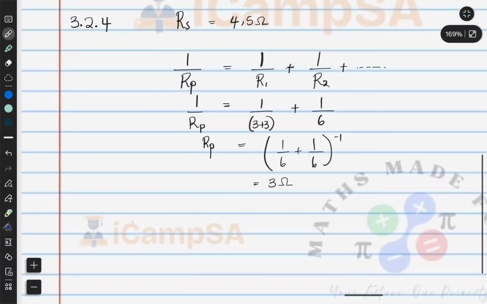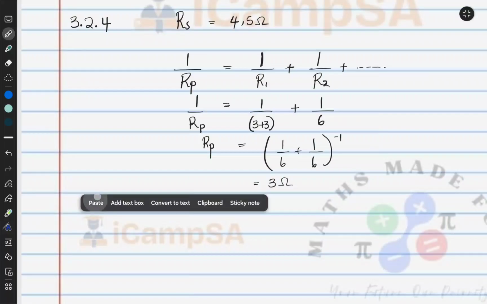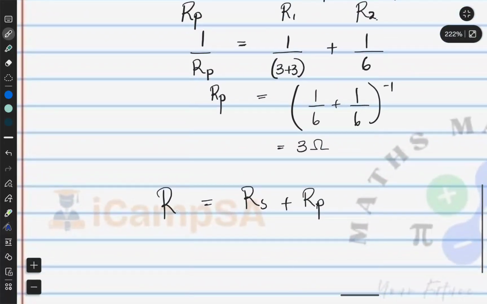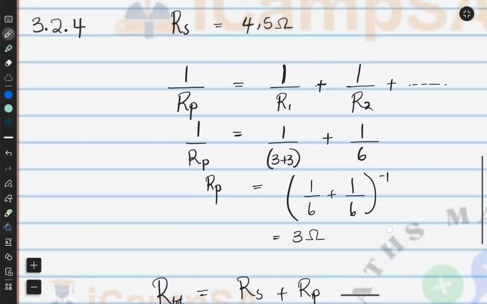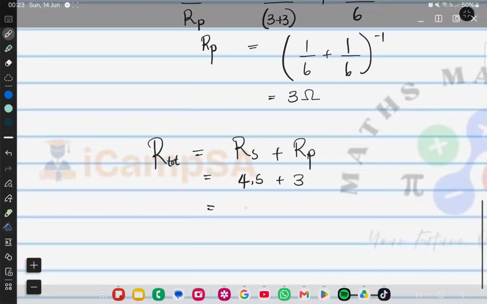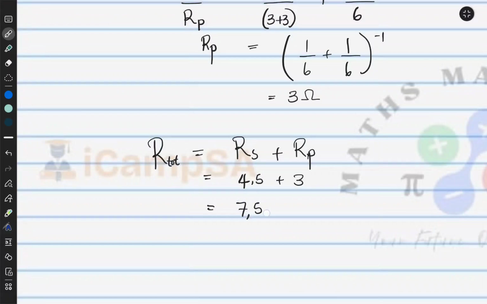Okay, then now we say therefore R tot. Then now this is our R tot, which is, no, this is 4.5 plus 3. Then this gives us 7.5 ohms.